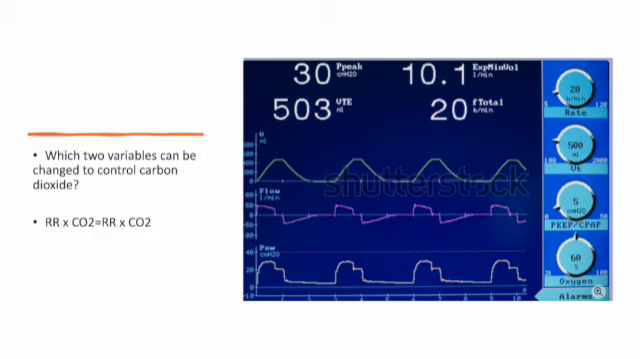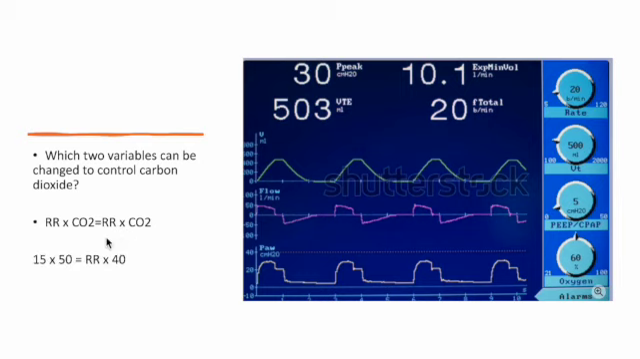So that's where this formula comes in, and this is very helpful because you will get this page in the middle of the night. The CO2 is high, and you need to choose a new respiratory rate. So you can take the current respiratory rate times the current CO2 equals the desired CO2 times the new respiratory rate, then you can solve for the new respiratory rate.